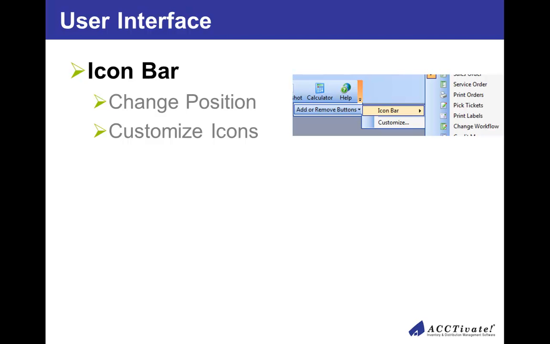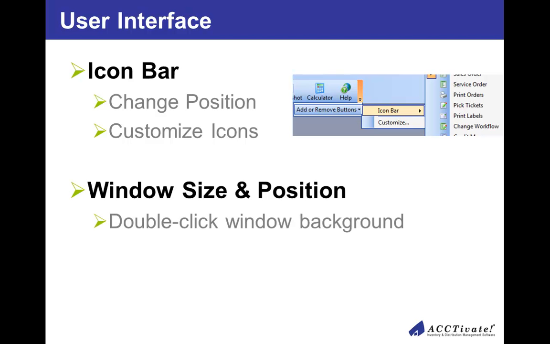And we can also customize the icons for each individual user. You could just put on the icons that that user needs to see. So if you're in purchasing, you might only see purchase order, receipts, purchase invoice, and you don't really need to see the sales quote and quick quote and some of those tools. So each user can have a custom icon bar with exactly the items they need.